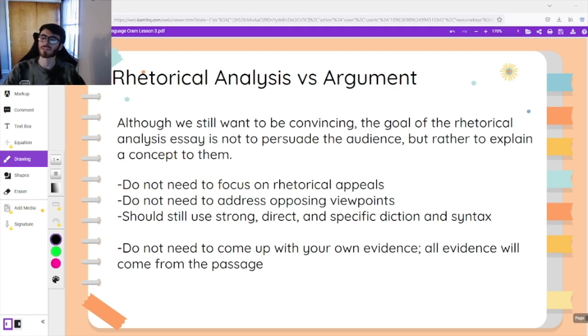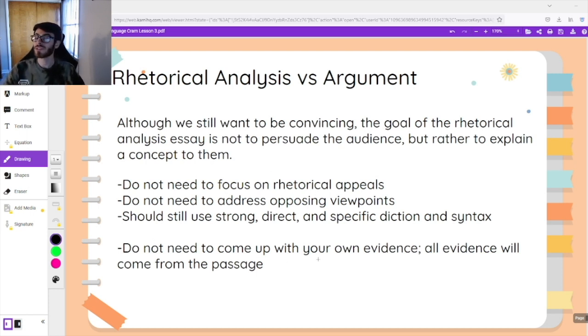And because of that difference, you don't need to focus on rhetorical appeals too much. You can still implement them, but it's not as important as the argument essay. You also don't need to address opposing viewpoints because there really aren't any opposing viewpoints. So that's not something you should do at all in the rhetorical analysis essay. Opposing viewpoints are strictly for the argument and synthesis essay.